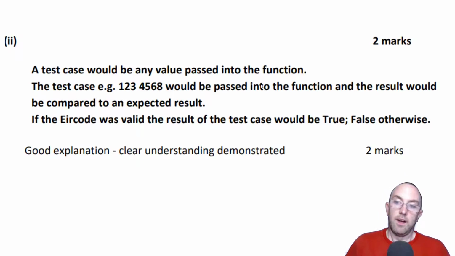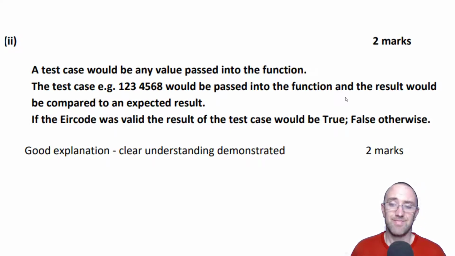So that was a lot of talking to explain what calls and functions and parameters are, but it'll really help you to be able to use those terms to keep your answers short. So a test case would be any value passed into the function. That's what I did. A test case, oh look, there's the one I did, almost like I read the marking scheme for it. It would pass through the function, and the result would be compared to the expected result. Yeah, and that's fair enough. If the error code is valid, and that's what I said, the thing would be true, false otherwise.